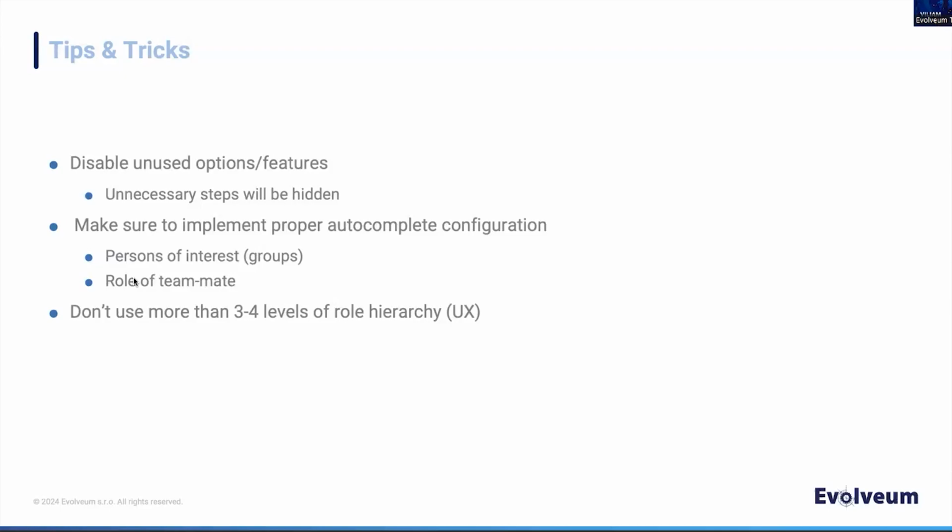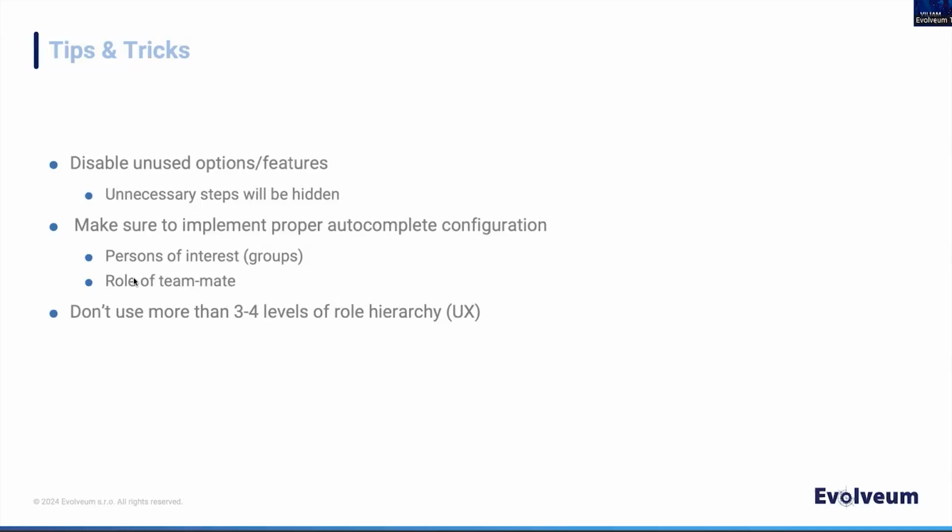Next thing to implement is the autocomplete configuration. This is one of the newest additions to the request access wizard as a feature. In some of the previous versions, the configurability of the autocomplete behavior was limited a bit, and it's used in two places. It was the first step, which is person of interests, and the role catalog, the third step, and then there was the feature called role of teammate.